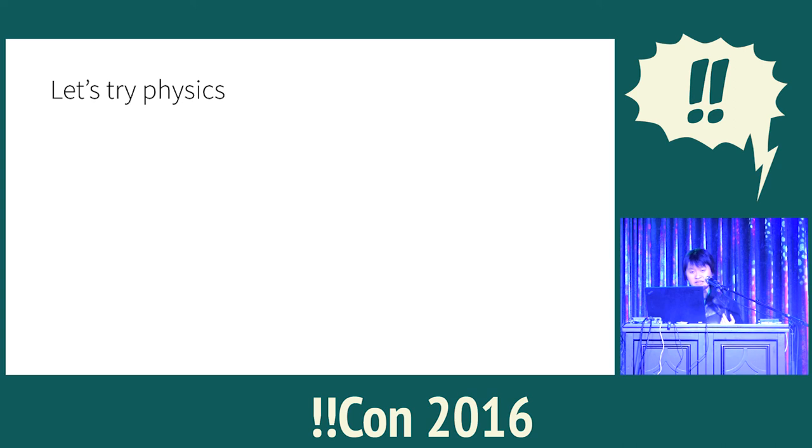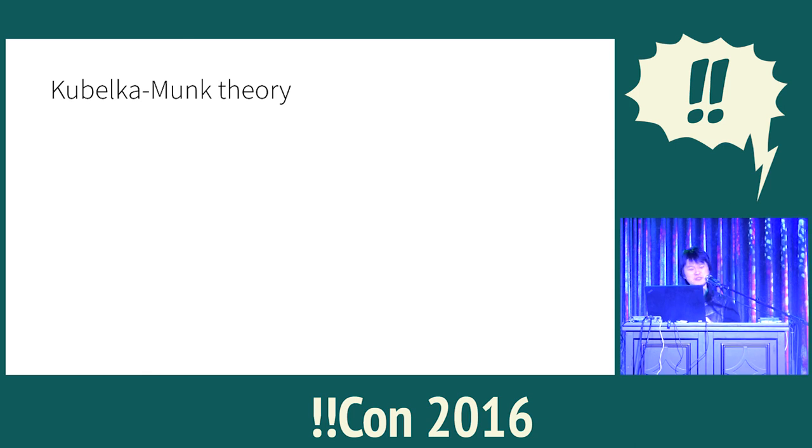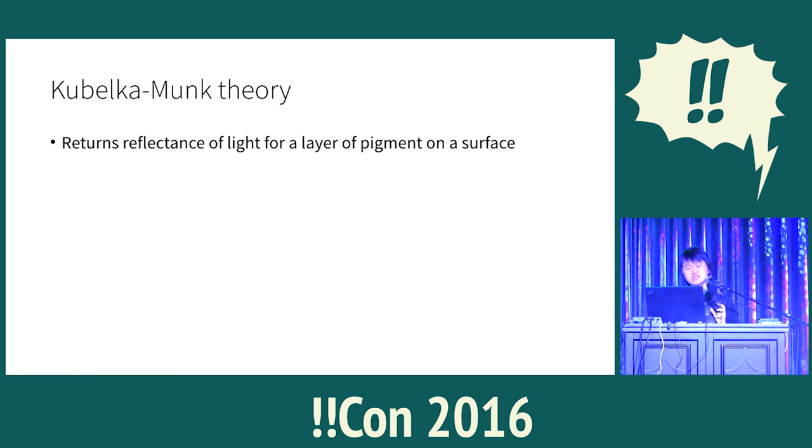anyway. So, since you can blend paints in real life and have them show up as colors, there's bound to be some sort of physics equation to be able to do that, and then we can simulate that on the computer. And there sort of is. There's an equation called the Kubelka-Munk theory, which was surprisingly un-Googleable. There's like 50 different variations of it, of which none of them are very well explained, so I tried my best. But in a nutshell, it returns the reflectance of light for a layer of pigment on a solid surface. That's not a nutshell.